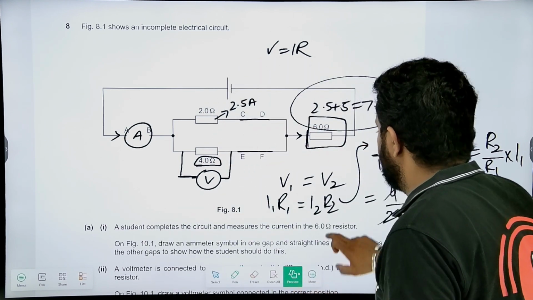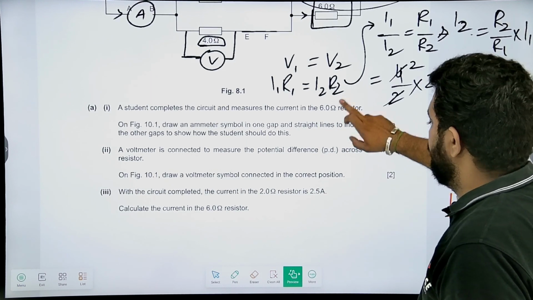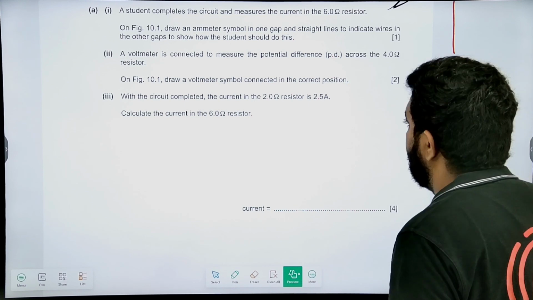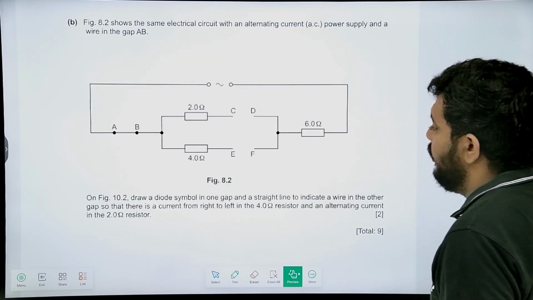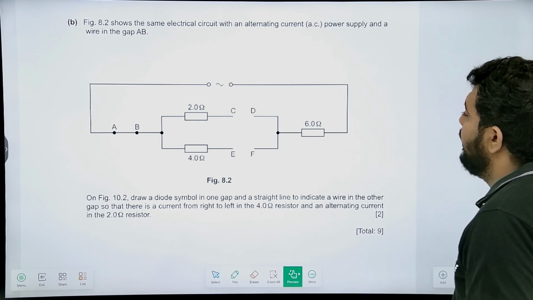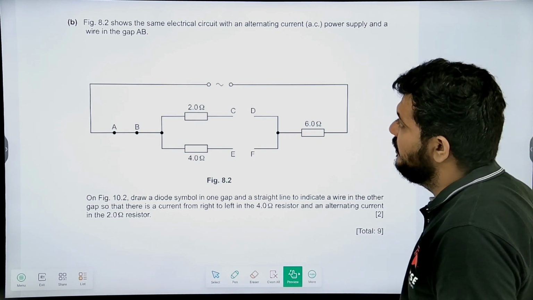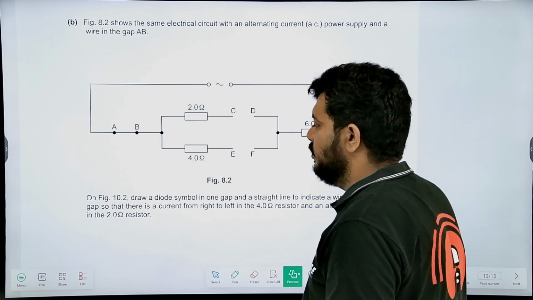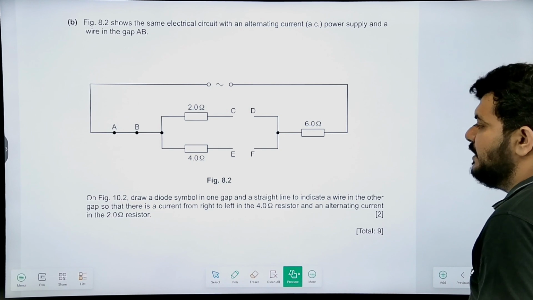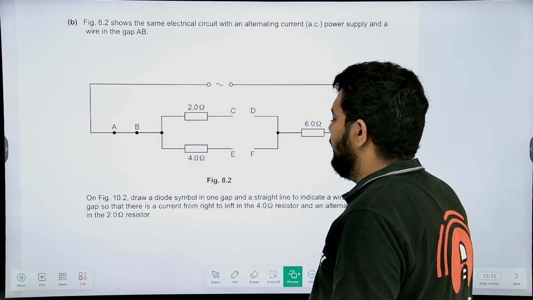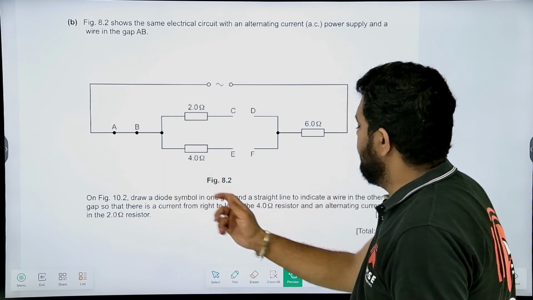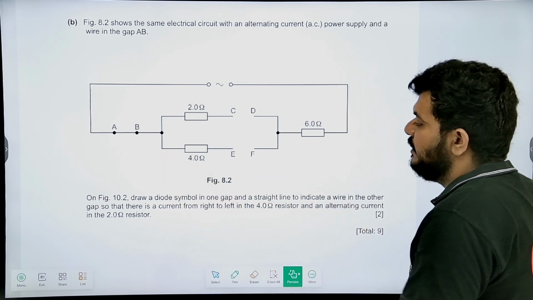Then let's see, do we have anything else? No, we don't. Then we have figure 8.2 shows the same electrical circuit with an alternating power supply and a wire in the gap AB. Draw a diode symbol in one gap and a straight line to indicate wire in the other gap, so that there is direct current from right to left in the 4 ohm resistor and alternating current in the 2 ohm.